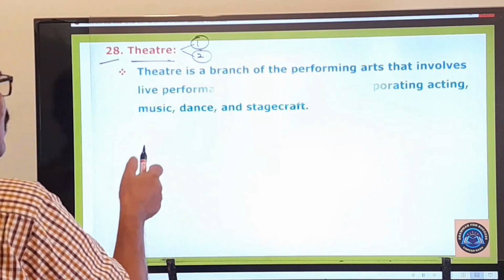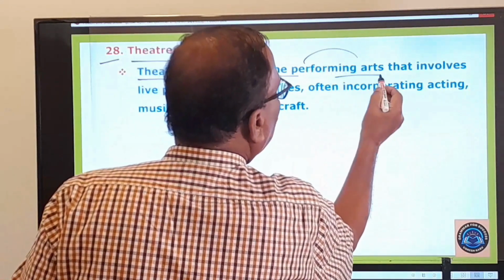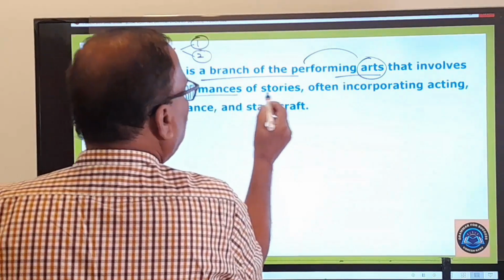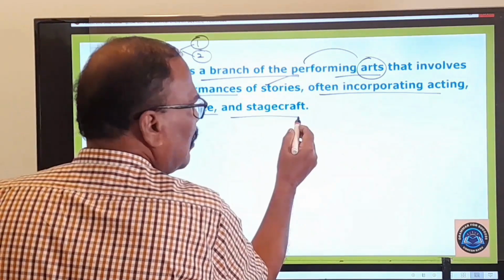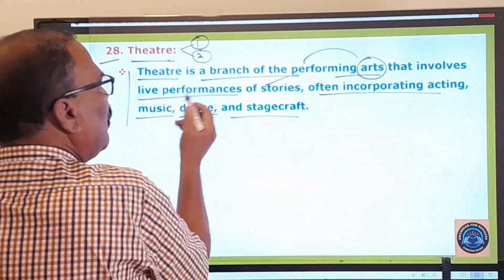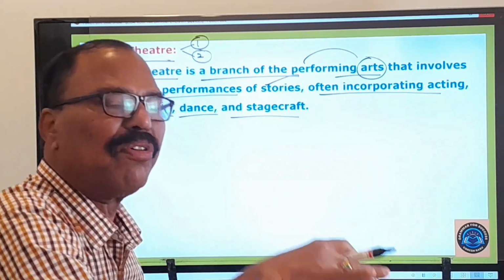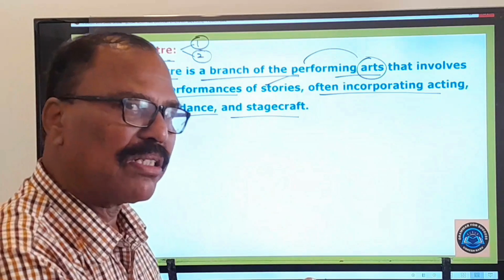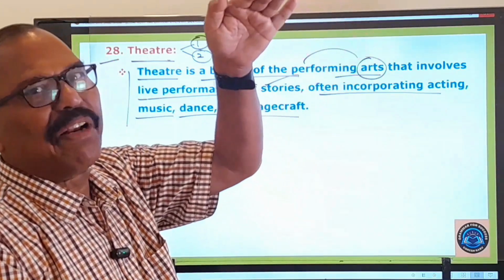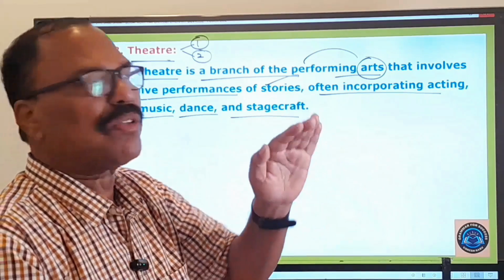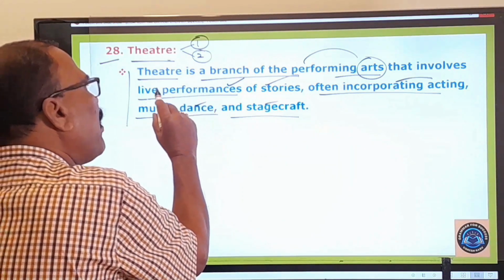And now let us look at the definition. Theatre is a branch of performing arts that involves live performance of stories, often incorporating acting, music, dance and stagecraft. So this is called the activity of performing dramas, the activity of writing dramas. These two things, the activity of writing dramas, the activity of performing dramas, are also called theatre. So generally, that involves live performances.